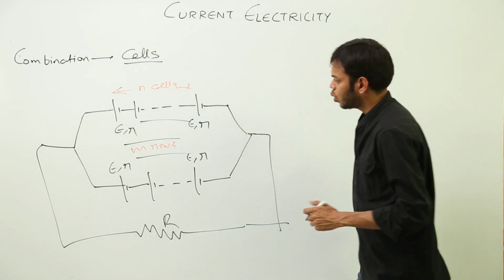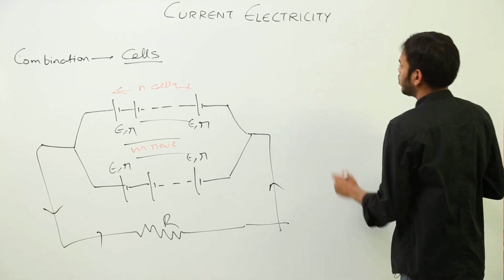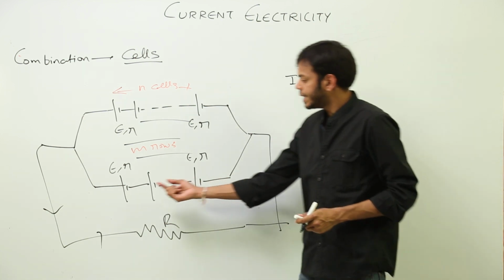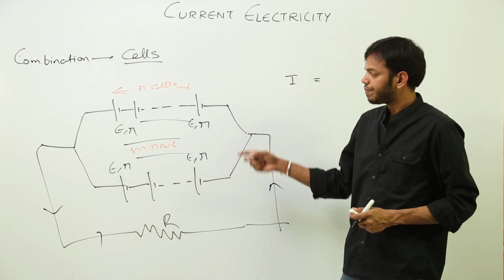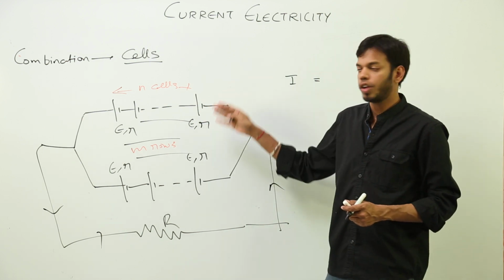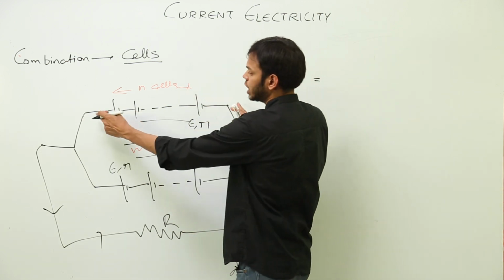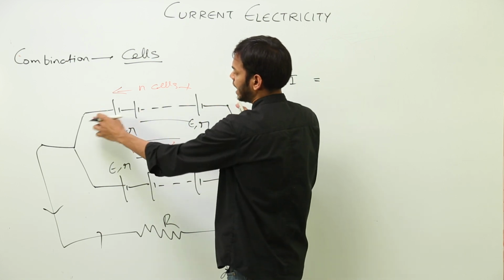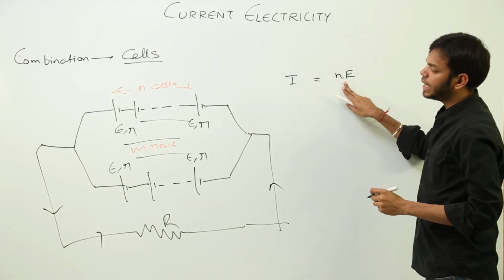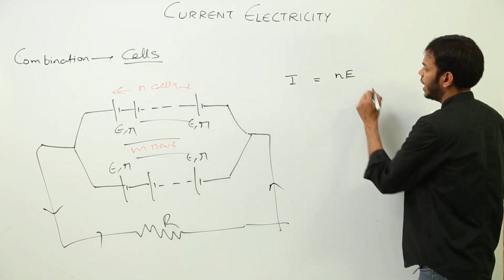Now I want to find the total current flowing through this resistor. So what would be the total current? First of all, total current is total voltage. Since they are all in parallel, the voltage in each line would be equal to the voltage across all. So voltage across each one loop or one line is what? n times E, and all such nEs are in parallel, so effective voltage becomes same, so nE.